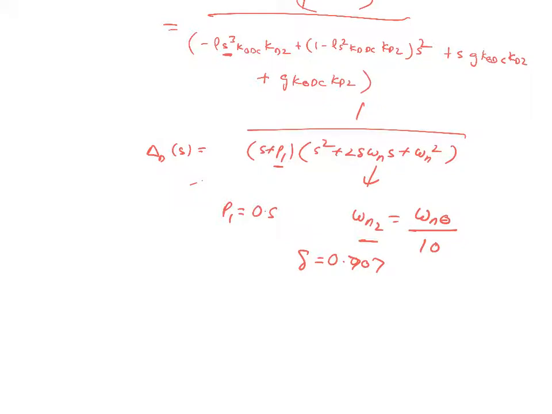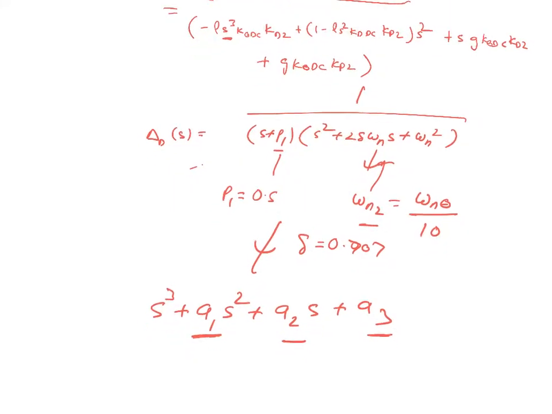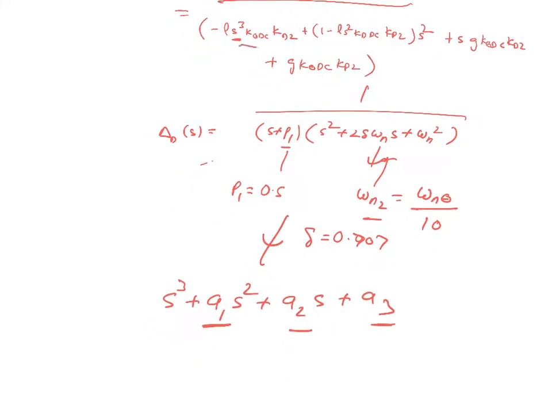So when we plug all these values in, we'll get an equation like S cube plus A1 S square plus A2 S plus A3. After plugging this in, we get a numerical value for A1, a numerical value for A2, and a numerical value for A3. And the idea is now to compare this with the other equation, okay?